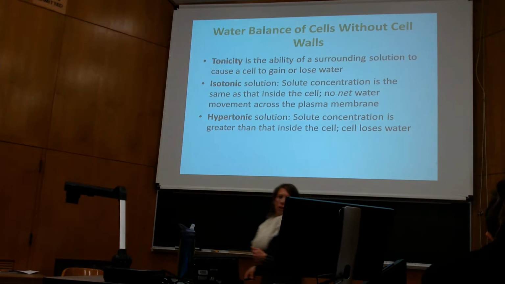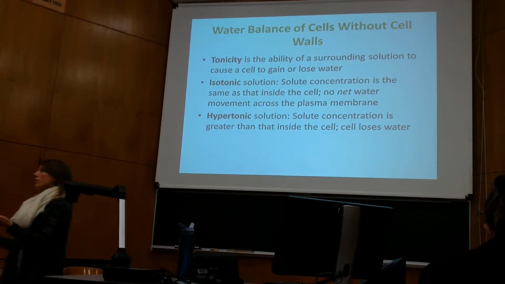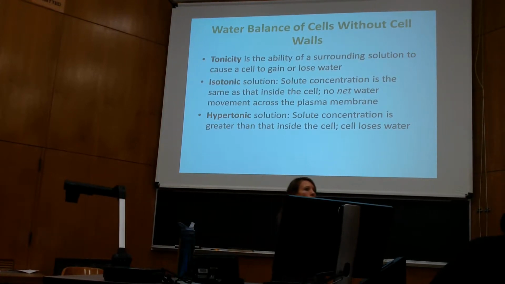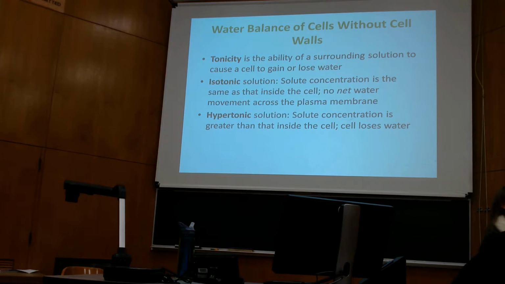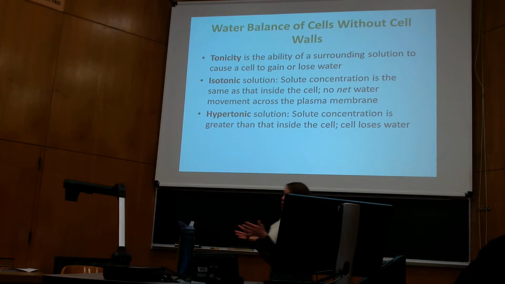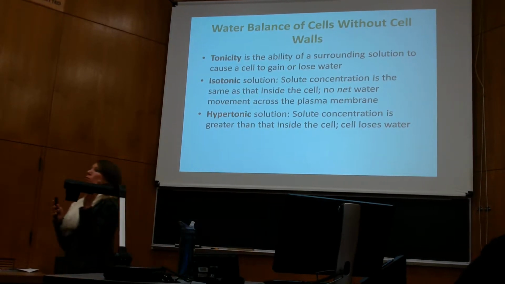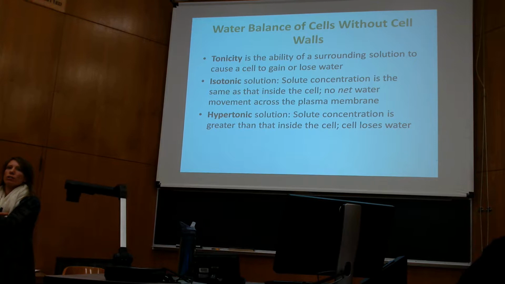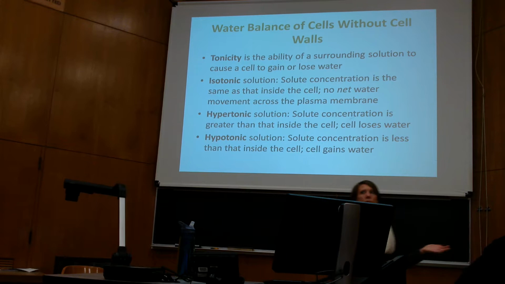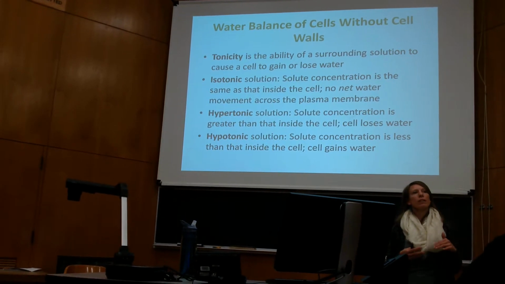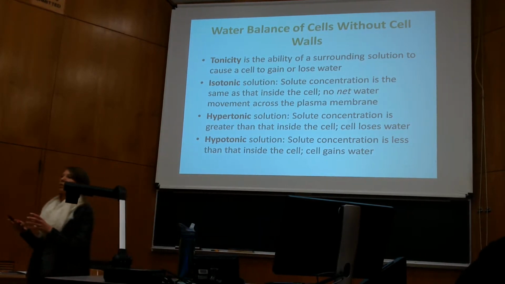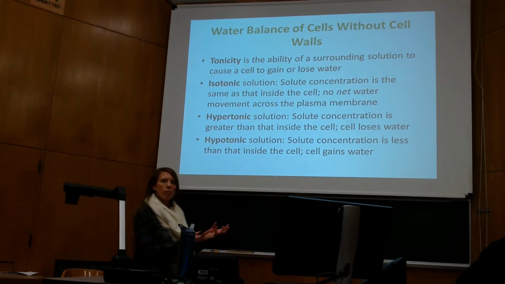Okay, and a solution that has a higher concentration than that in the cell is called hypertonic. Hyper is more, so the solution has more solutes than inside the cell, so the water will leave the cell, right? Through osmosis, water will move towards the solution that has a higher concentration of solutes. If the solution has less solutes than inside the cell, it's hypotonic. Hypo is under, so less solutes outside, and water will go from the solution into the cell.